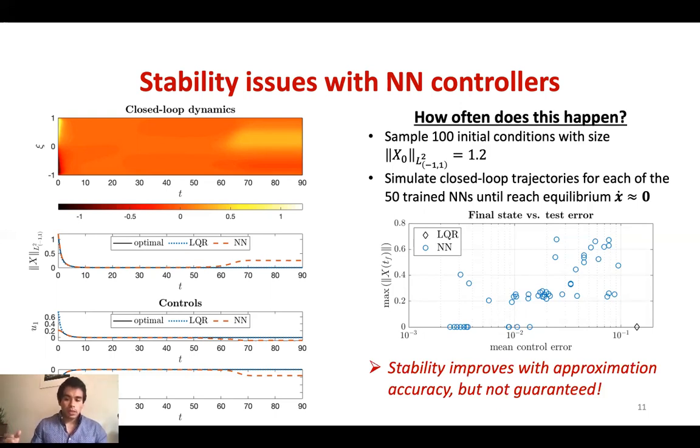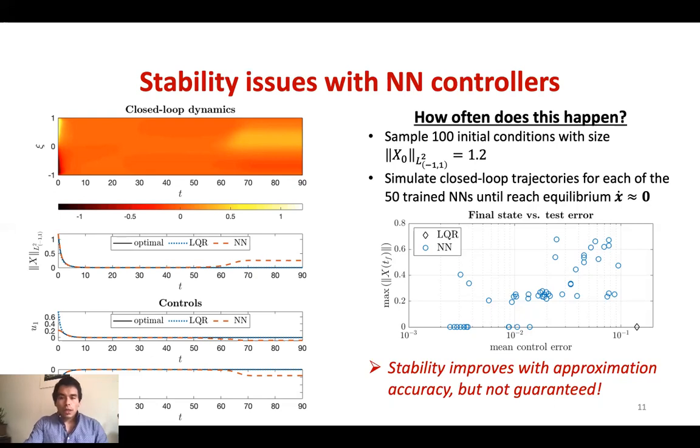So as we expect, stability does improve with approximation accuracy, but it's not guaranteed, right? You have some neural networks right on the left that even though they're doing quite a good job overall, there may be one or more trajectories that did this runaway thing. And that's really not comforting, right? You don't want to be flying along in your airplane and suddenly it goes upside down. So we cannot have this if we're trying to design controllers like that.